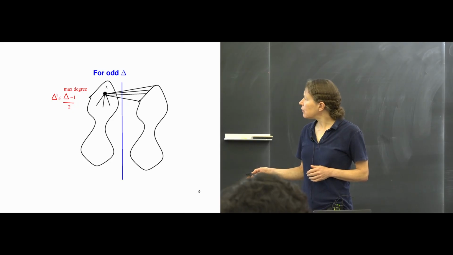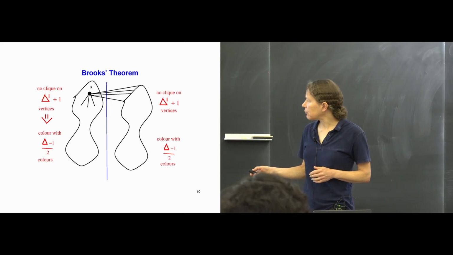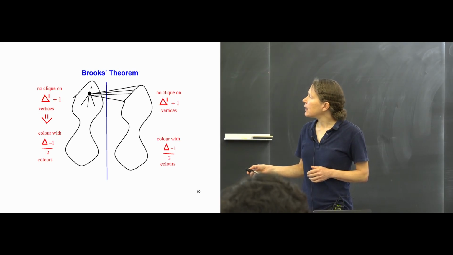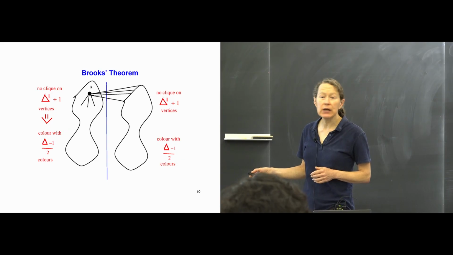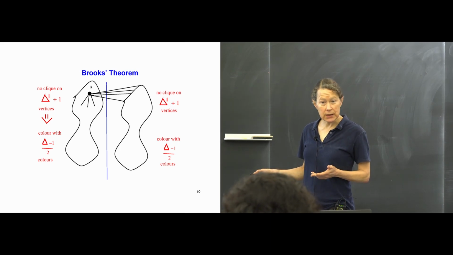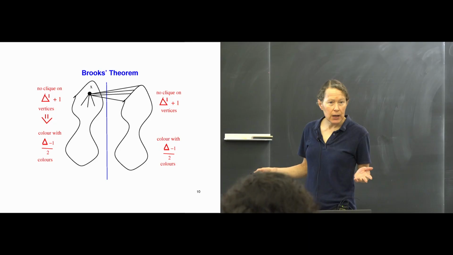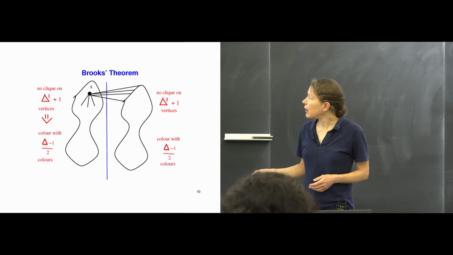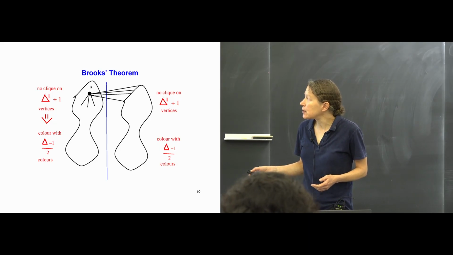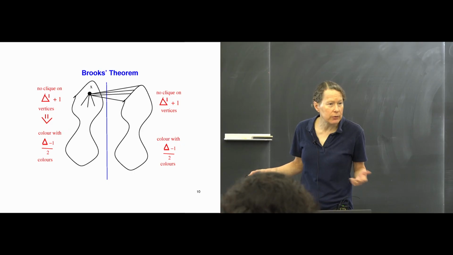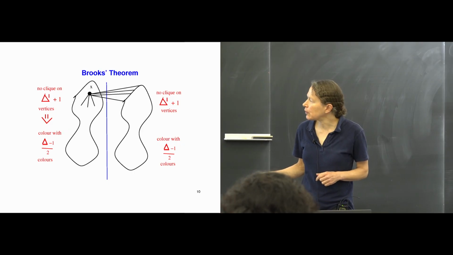Well, now let's look at this subgraph that we see on this side. And let's ask, suppose that it does not have a clique of size delta prime plus 1. Delta prime is the maximum degree on this side. If it doesn't, and as long as delta prime is at least 3, well then Brooks' theorem says that you don't need delta prime plus 1 colors, you could color with delta prime colors, which remember was at most this number.